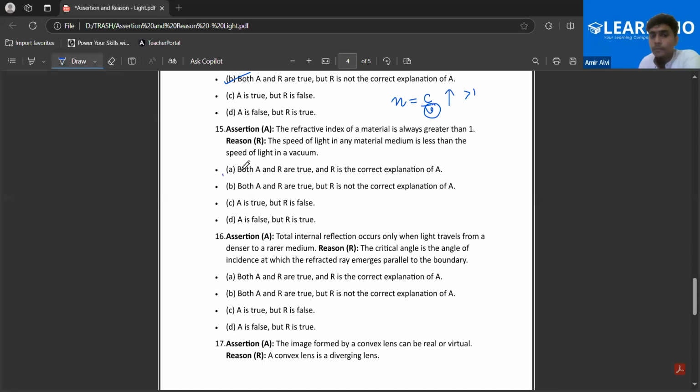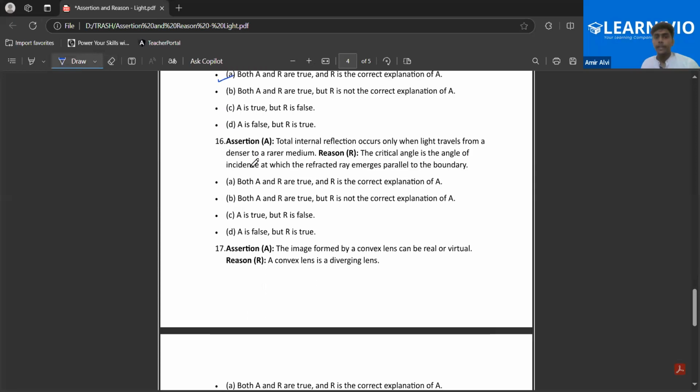Okay, got it, everyone? I have given you the hint that it is absolute refractive index. So n is equal to c by v. c is the speed of light in vacuum, v is the speed of light in that medium. So if you divide them, it is always greater than 1. So that's why the refractive index of any material is greater than 1. Am I clear to all of you, everyone? Next one, 16th one, fast.